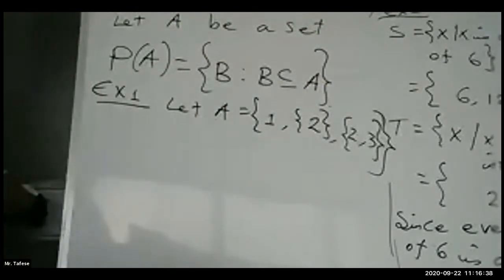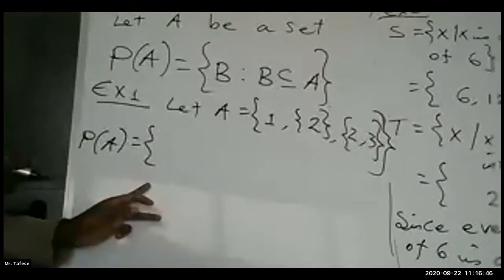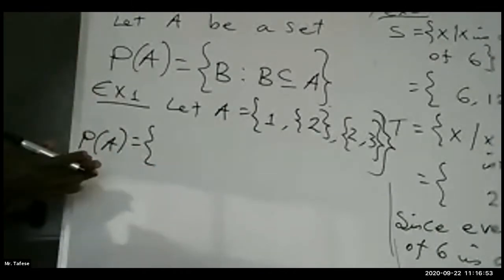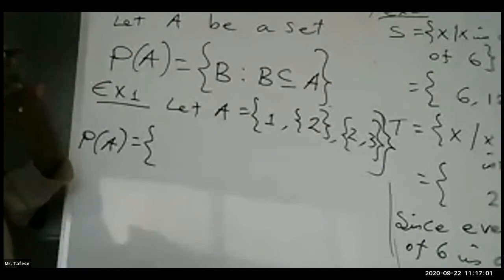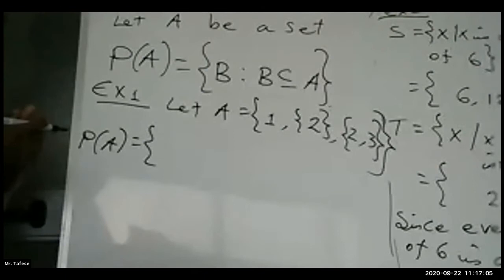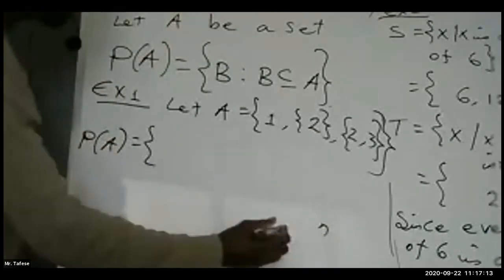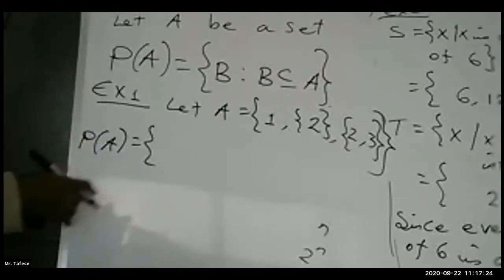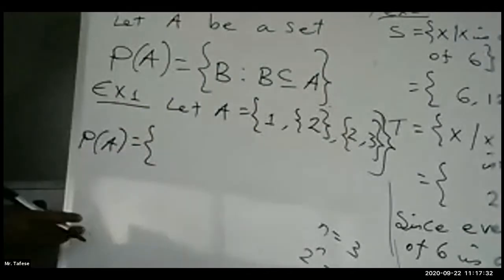The power set of this set is a set by itself. From the definition, the power set of a given set is a set which consists of all subsets of the given set. So what are the subsets of a given set? If a set has n elements, it will have 2 to the power of n subsets. Now, this set has 3 elements. Since n is 3, it will have 2^3, which is 8 elements in the power set.